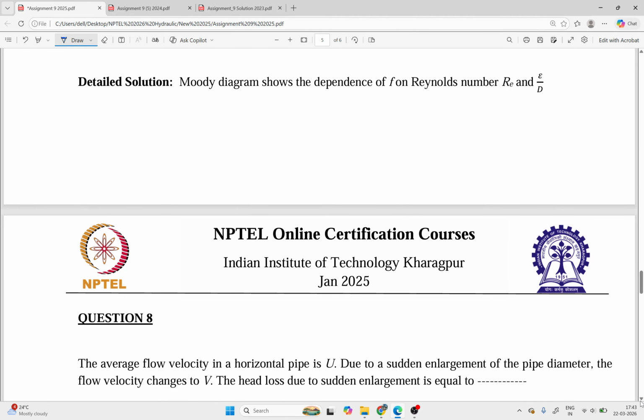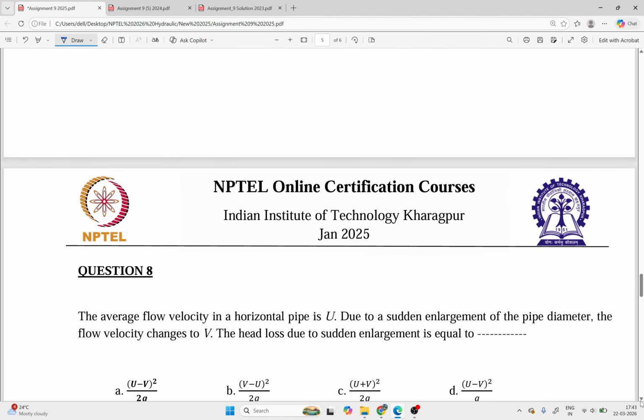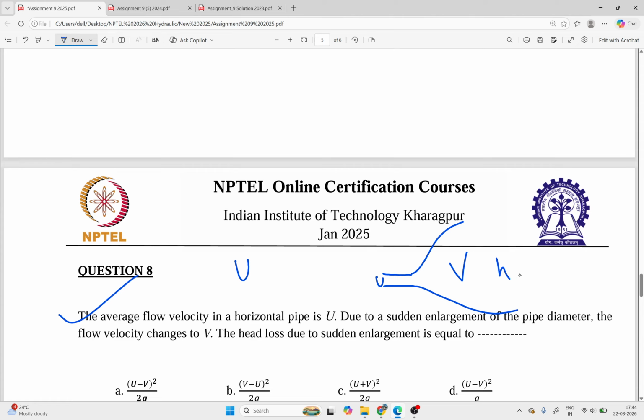Now we'll move on to the next question. Here you have the average flow velocity in a horizontal pipe is u. Your pipe is going like that, and due to sudden enlargement of the pipe diameter, the flow velocity changes to v. Here it was u, and then it changed to v. The head loss due to sudden enlargement is equal to.